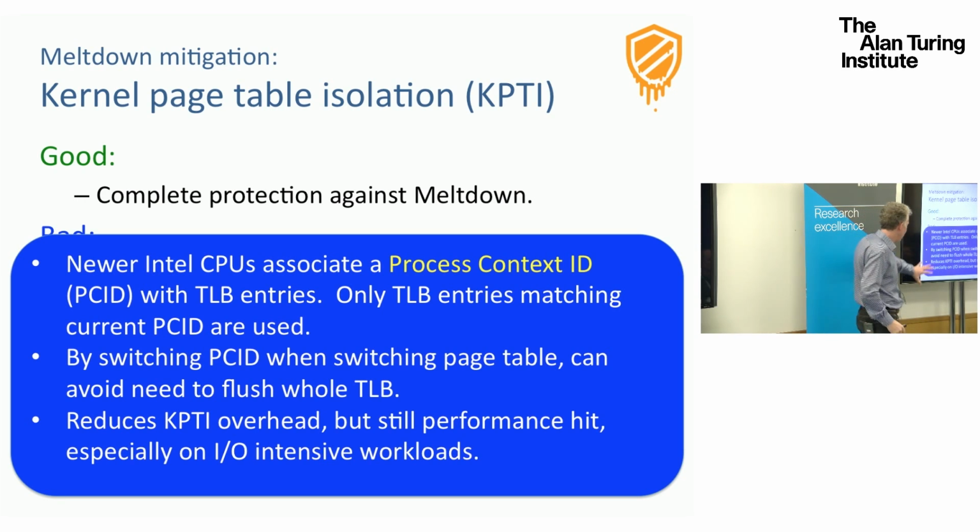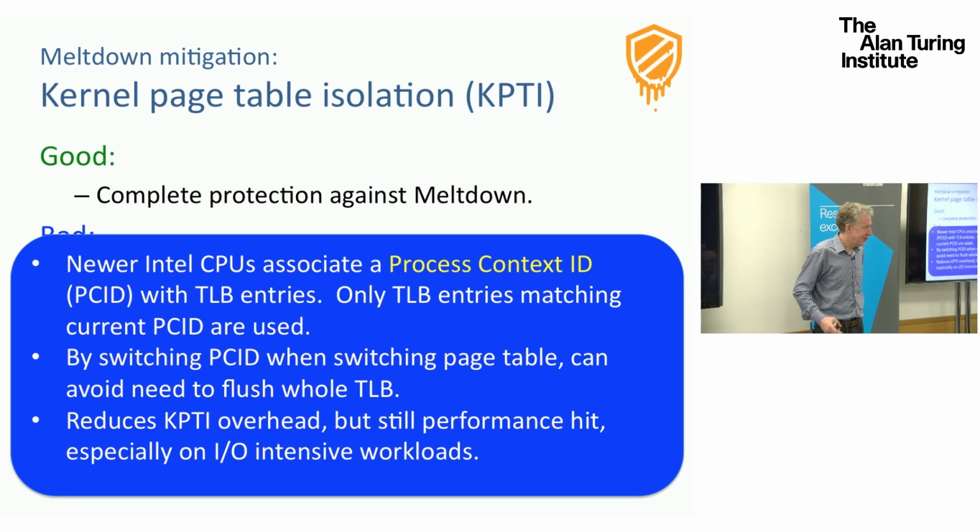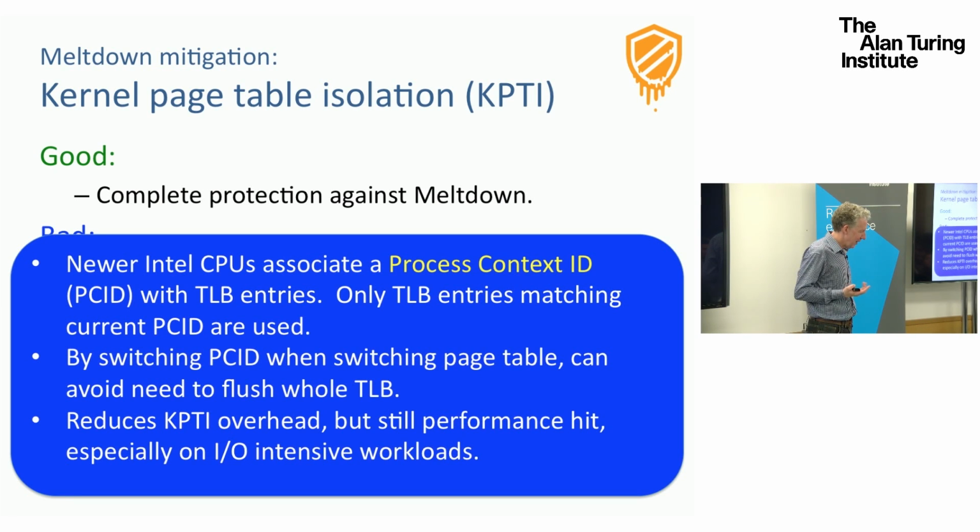So this means that if the OS uses it, and OSes never did until just this last couple of weeks, then you can mitigate some of that performance hit. It won't get rid of it completely, but it's a bit better than it was. So that's the Meltdown attack, and that's the mitigation for it.